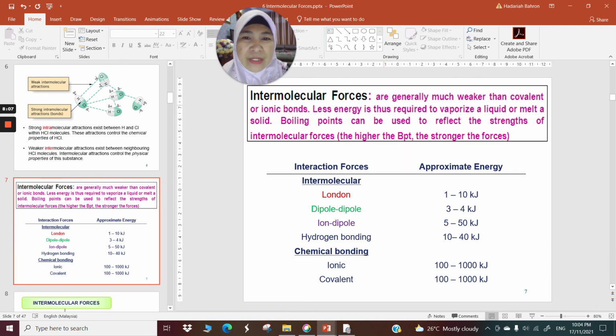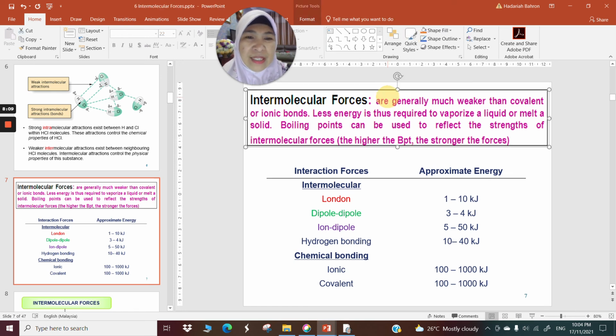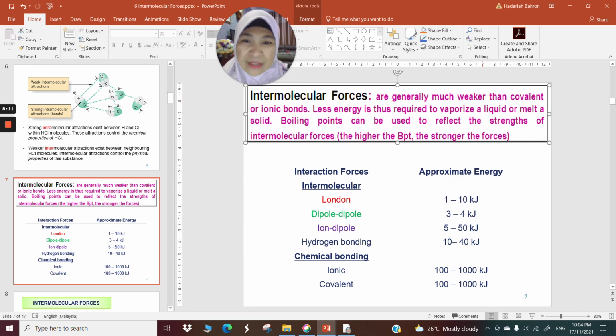Now, when we talk about intermolecular forces, they are again generally weaker than the covalent and ionic bonds. The covalent and ionic bonds are usually what's found within the molecule, or intramolecular. Less energy is required to vaporize a liquid or melt a solid. Boiling points can be used to reflect the strength of intermolecular forces. The higher the boiling point, the stronger the forces.